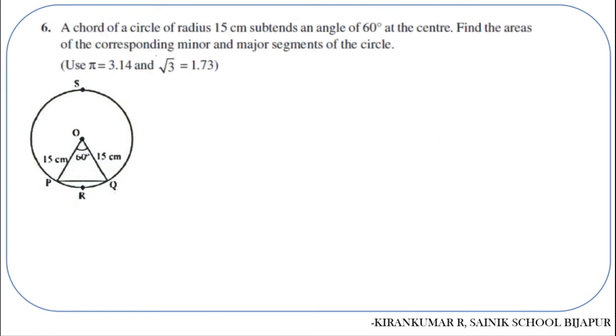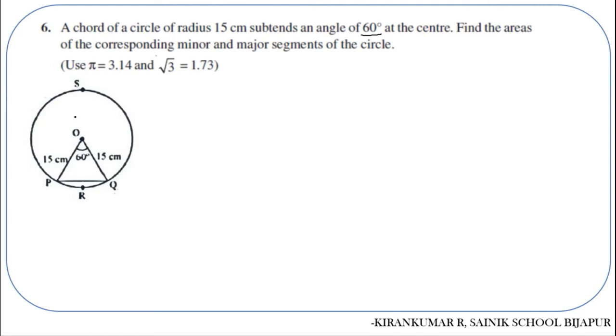Question number 6. A chord of a circle of radius 15 centimeters subtends an angle 60 degree at the center. Find the area of corresponding minor and major segments of the circle. Here both the segments are asked. So first let me find out area of the minor segment.